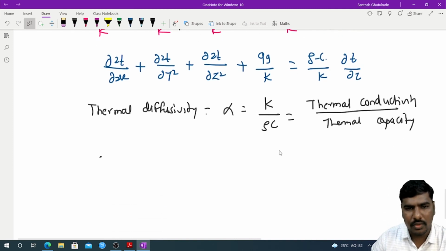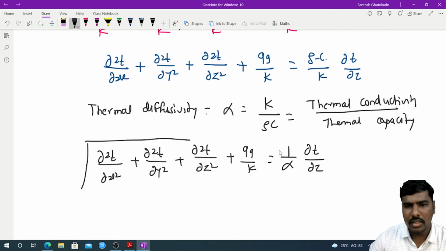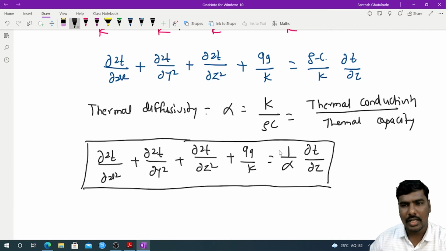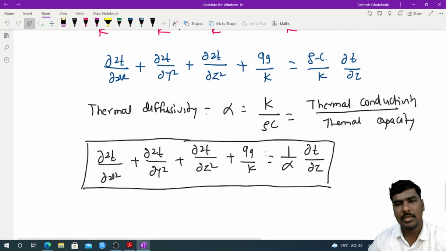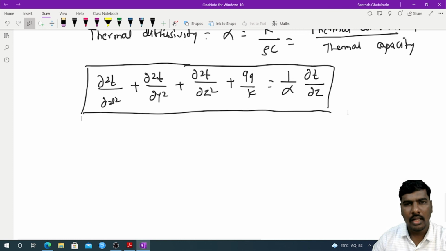So we will write this equation once again: ∂²T/∂x² plus ∂²T/∂y² plus ∂²T/∂z² plus qg by k is equal to 1 upon alpha ∂T/∂tau. So this is the final equation in Cartesian coordinates, in three directions. Now we can simplify this equation. Sometimes in the examination it is also asked to simplify it into Fourier's equation, Poisson's equation and Laplace equation.